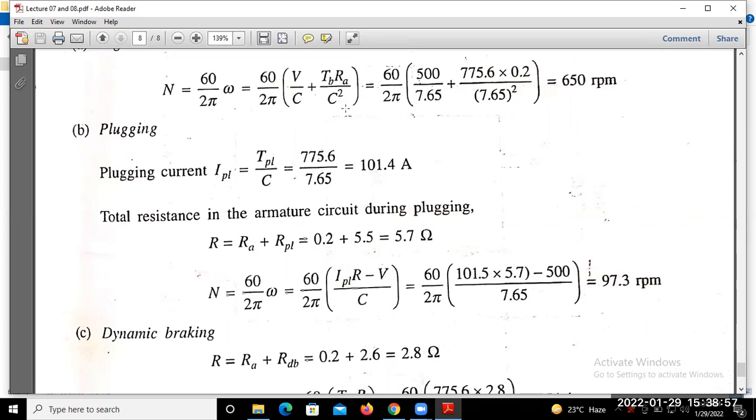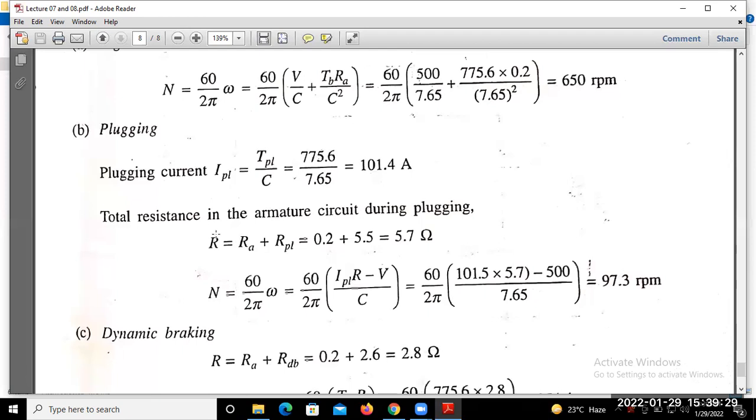OK, so just put here the value of voltage and torque that we derived in the previous class. In the plugging braking, we just add some external resistance in the armature circuit. So we are concerned about the plugging braking. Here the armature resistance given is 0.2. But when we apply the plugging braking, we add external resistance to the armature circuit, that is 5.5.